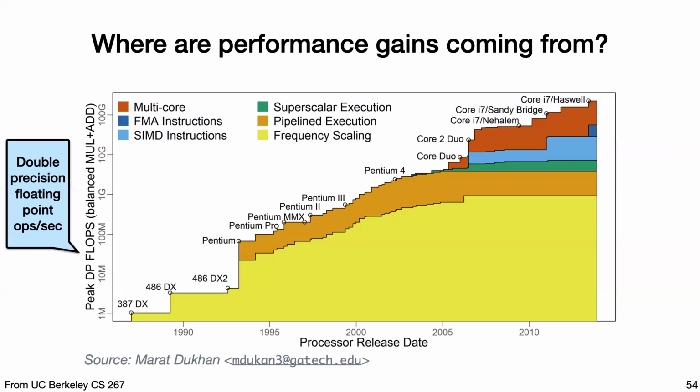Starting from 2006-ish, I think that's correct, you get multi-cores, which gives you a bunch, and blue is SIMD, which is a kind of parallelism in a sense, and dark blue, very recently, is fused multiply-add in the parallelism.